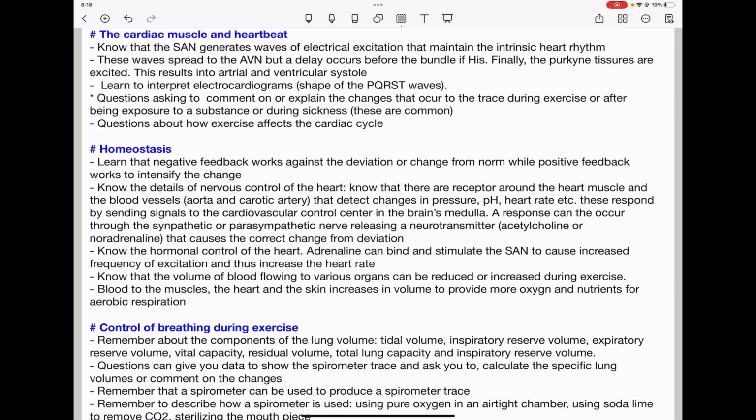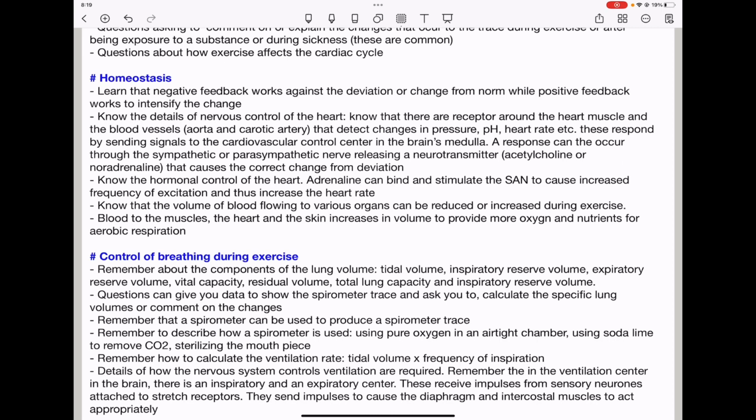Fully understand that. When we move to homeostasis, learn that negative feedback works against the deviation or change from norm, while positive feedback works to intensify the change. You need to know the details of the nervous control of the heart and know that there are receptors around the heart muscle and in the blood vessels, including the aorta and the carotid artery, and these detect the changes that occur either in pressure, pH, heart rate, and so on, and they send impulses to the cardiovascular control center in the brain's medulla, and the response could be carried out either through the sympathetic or the parasympathetic nerve, releasing a neurotransmitter, which could be acetylcholine or noradrenaline.